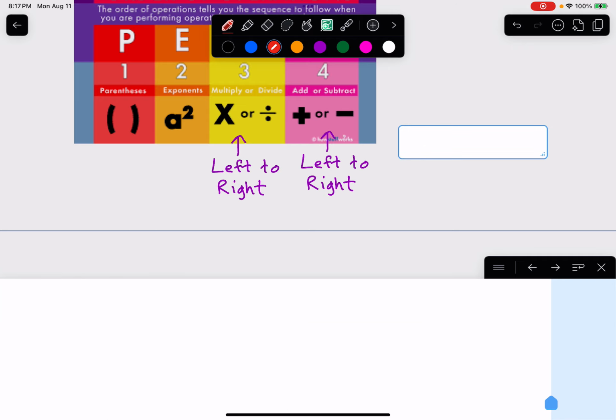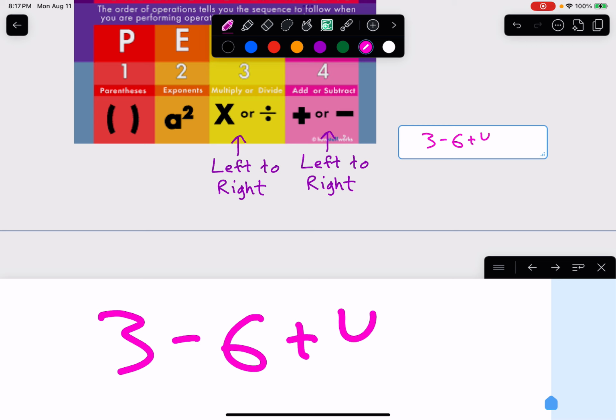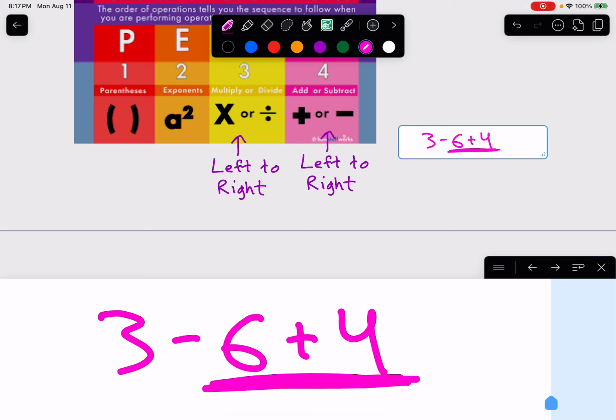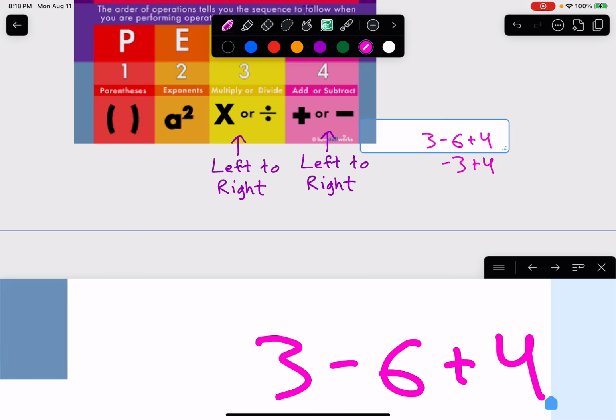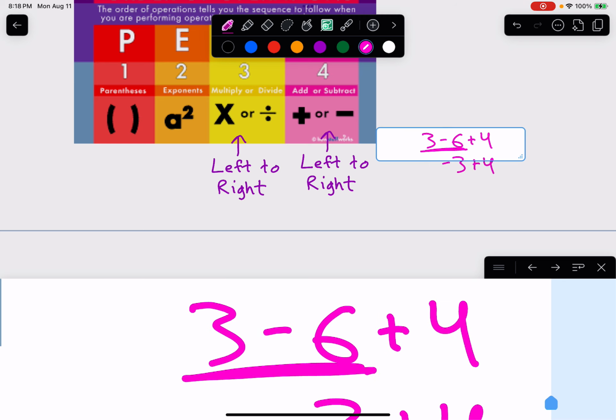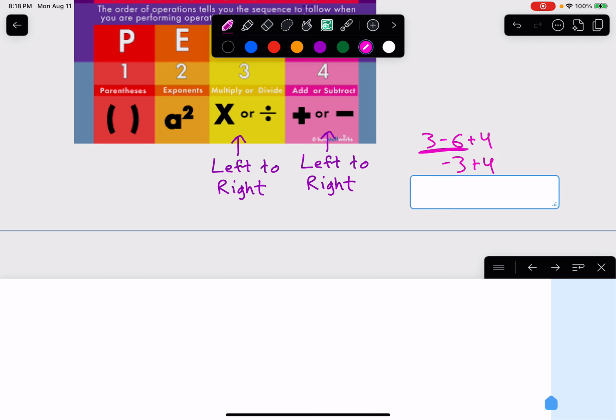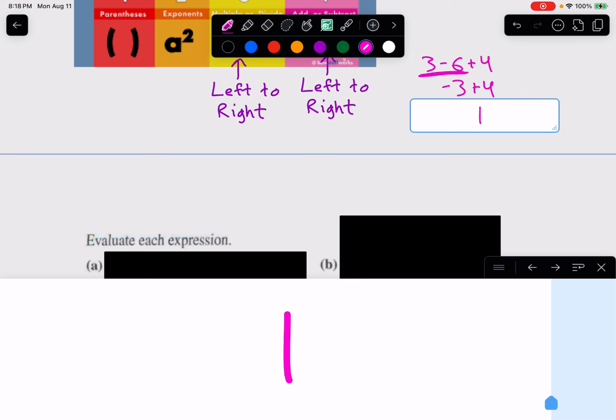So if I asked you to do 3 minus 6 plus 4, you don't have to do the 6 plus 4 first. As a matter of fact, I say you don't have to, but really I should say if you add that first, it will be wrong, right? So this is -3 plus 4, right? You do the 3 minus 6. That has to be done first. And so this gives you an answer of 1. Okay? Okay, let's keep going.